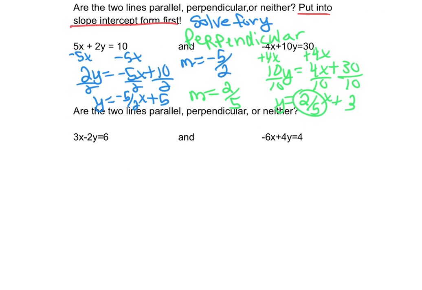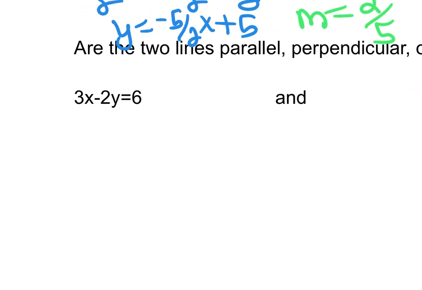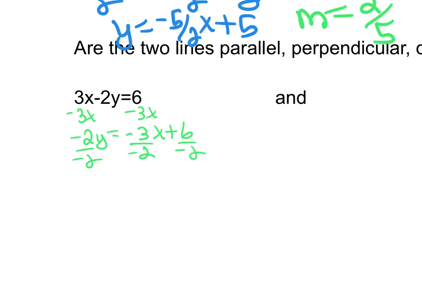Okay, so let's take a look at another one here. Okay, so we've got our first equation. Again, we're going to put it in slope-intercept form. -2y, we're not going to lose that negative out in front. And we are going to have -3x plus 6. Divide everything by -2. We have y equals positive 3/2 x minus 3. So our slope over here is positive 3/2.